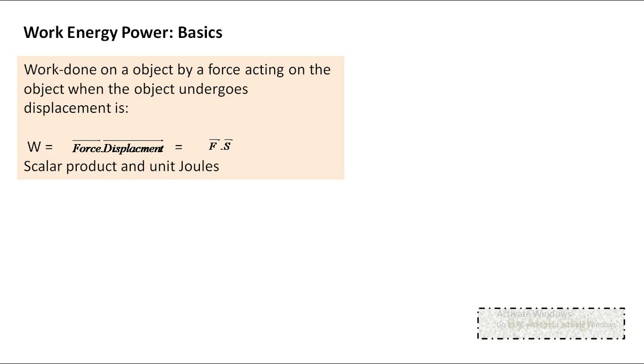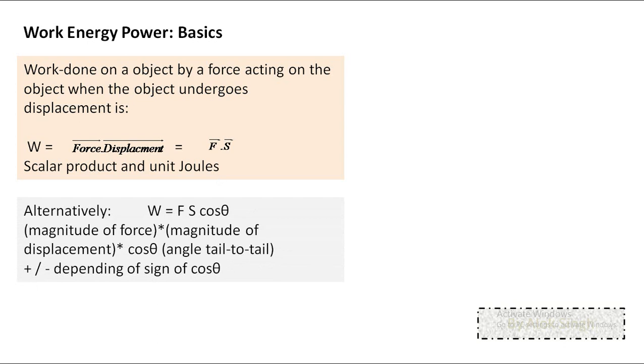So if you look at the definition carefully, work has to be done on an object by a force which also must be acting on the object, and there has to be a displacement. This is the scalar product of two vectors, and the result is a scalar quantity. So work done is a scalar, and the unit is joules. So Newton meter is actually joules.